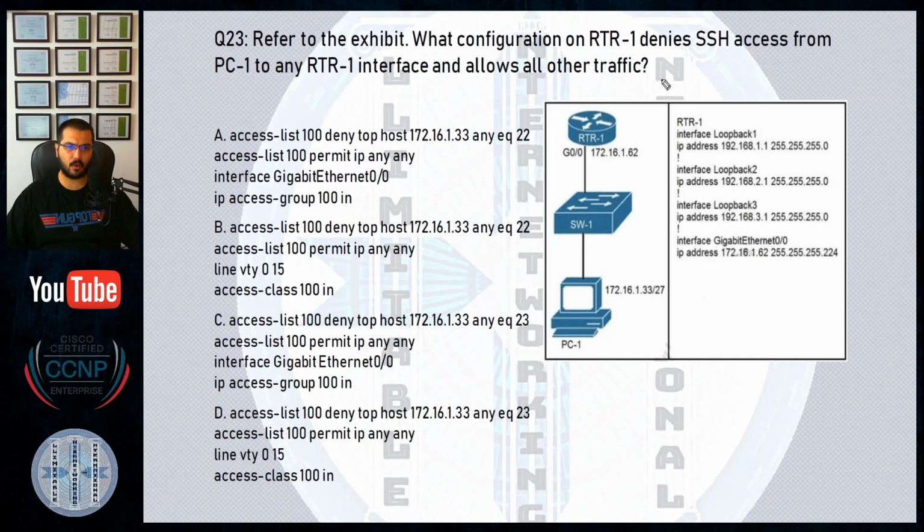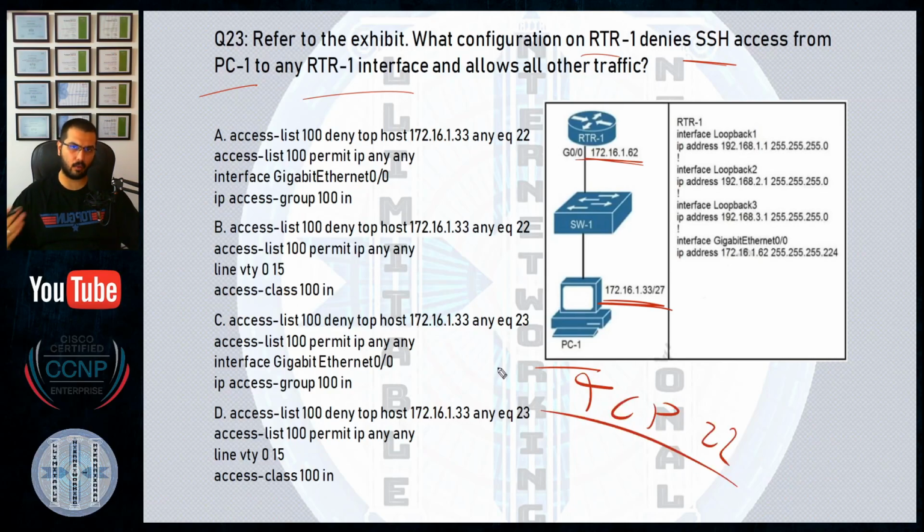23. What config on router 1 denies SSH from PC1 to an interface on R1? So this is PC1, so this is the source that should be denied, this is the destination that should be denied, and the protocol that should be denied is SSH, also known as TCP/22. Just in case you have watched chapter 5, then standard and extended access lists have been verified and labbed there, and you will know what I mean.